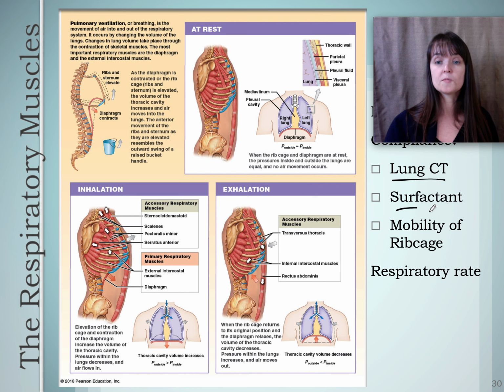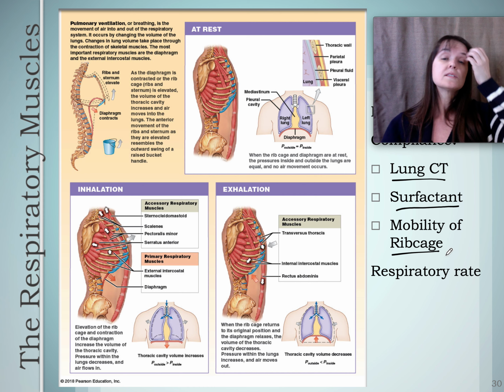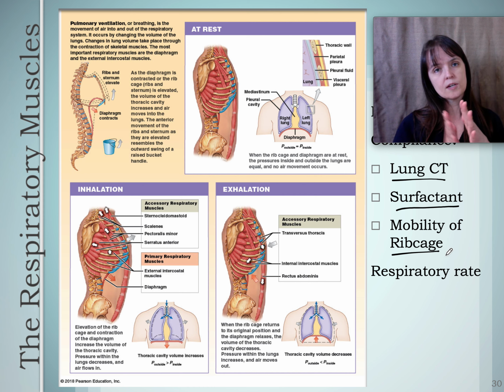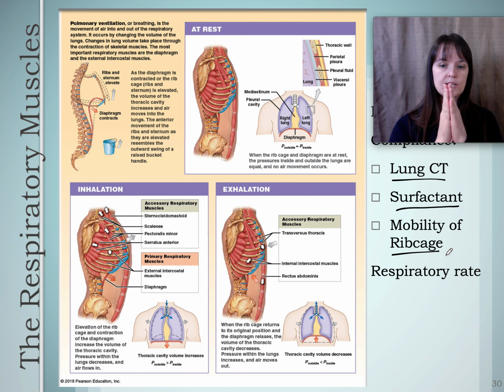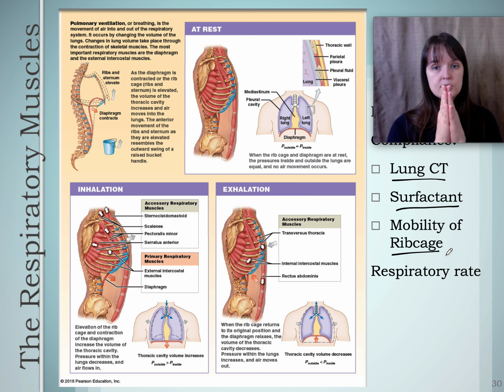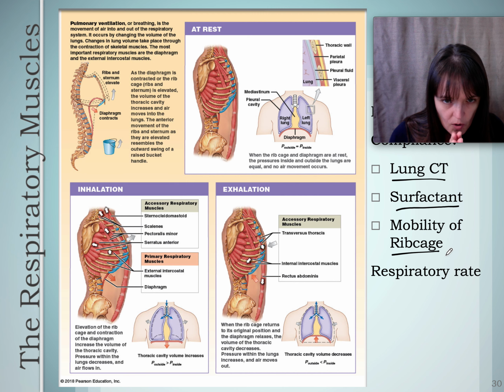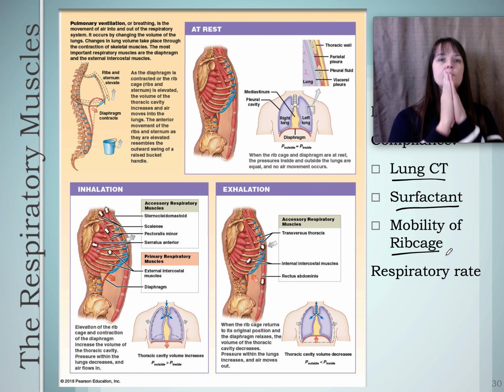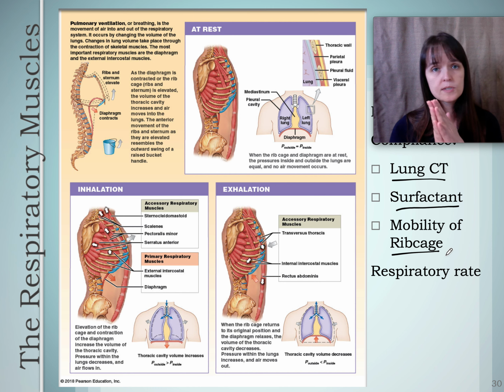Surfactant, we talked about. Respiratory distress syndrome is a decrease in surfactant, which makes a decrease in compliance. And the mobility of the rib cage: arthritis and severe scoliosis decrease compliance. Scoliosis is when the spine curves to the side. Kyphosis is when the spine bends forward. Lordosis is when it bends back awkwardly, but scoliosis is to the side.